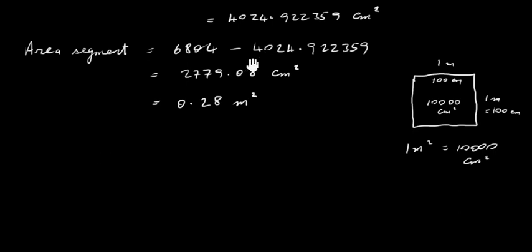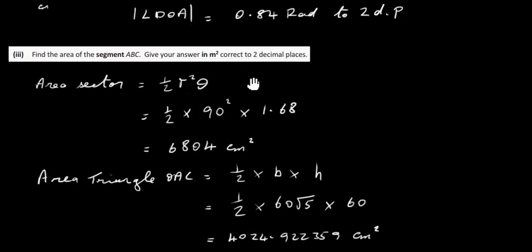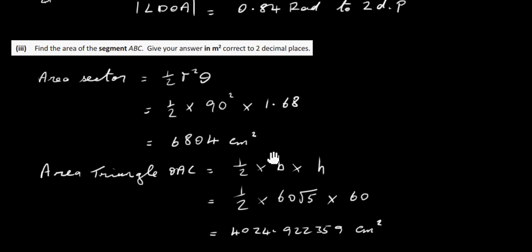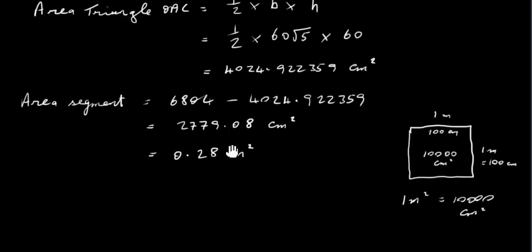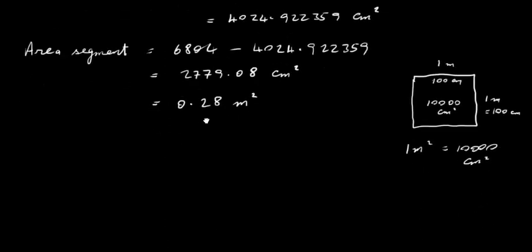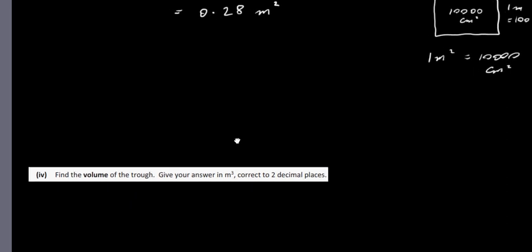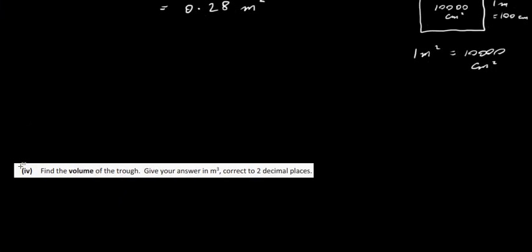Now the other way of doing this, of course, is just to convert each of your dimensions to meters initially and then work it out. But anyway, this here is our answer. It's 0.28 meters squared. Okay, let's have a look at part 4 then.